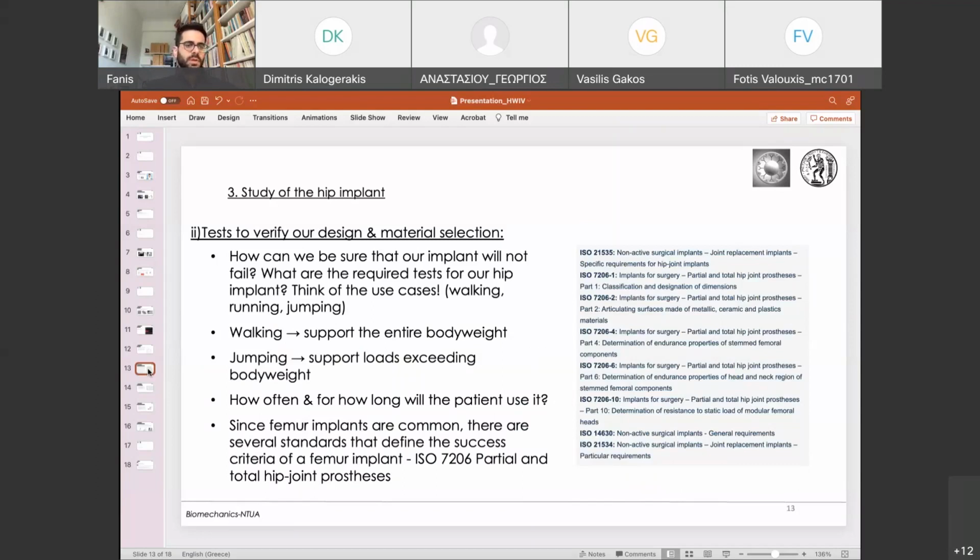So some very common and simple use cases are, for example, walking. Obviously, we walk a lot during the day, so this is probably more of a static loading, and it will need to withstand at least the body weight of a person. And if we go into a bit more detail, we can start thinking that walking is not the worst case scenario. You can have someone running, you can have someone jumping, where the loads might very well exceed the body weight, and we need to withstand the higher force.